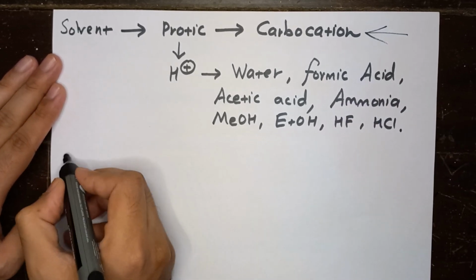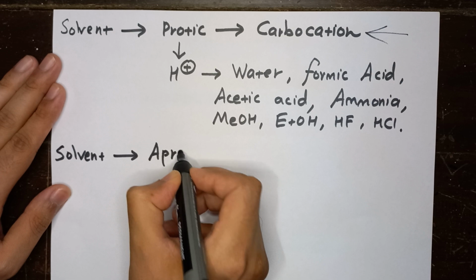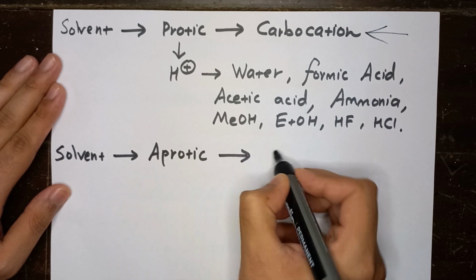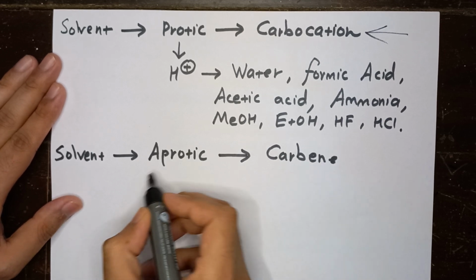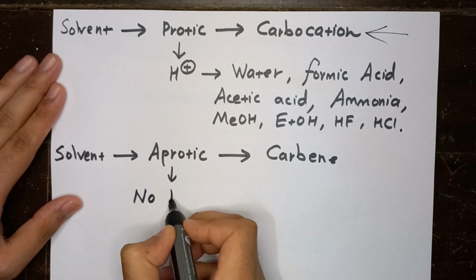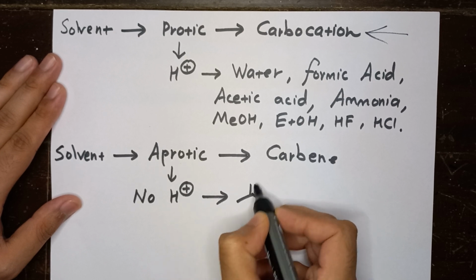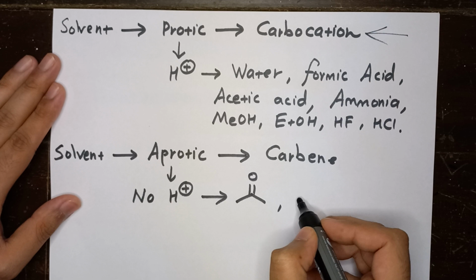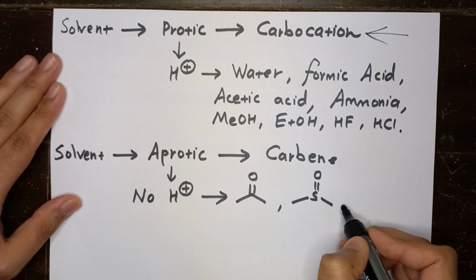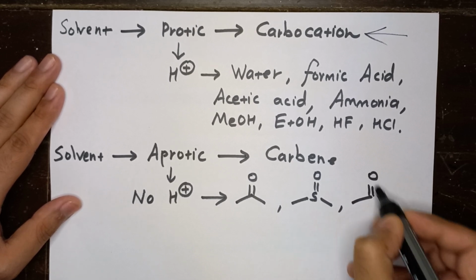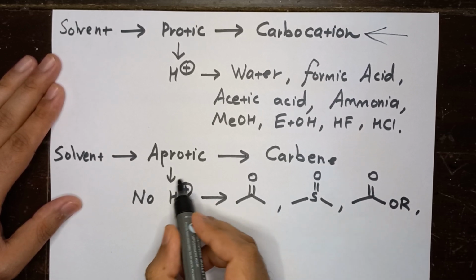Now when you have a solvent which is aprotic solvent, the reaction intermediate will be carbene, right? And there will be no protic solvent, no H plus ions in the system. The example can be acetone or DMSO as a solvent, dimethyl sulfoxide, or you can use ester as a solvent. So you see, in all of these we do not have the H plus ions.